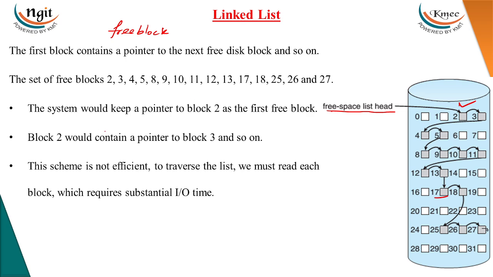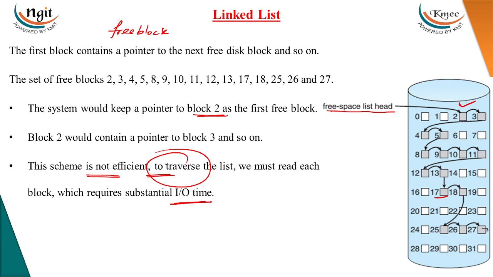So the system would keep a pointer to block 2, the first free block, and it will keep on adding the pointers. But this particular scheme is not efficient, because to traverse a list, we must read each block, which requires either input or output time. So it is a substantial input output time. The time taken to find a free block and allocate the free blocks will be high in linked list.